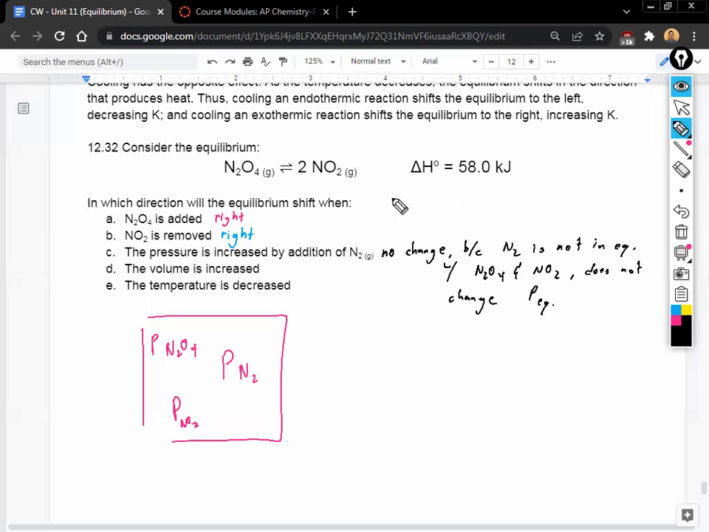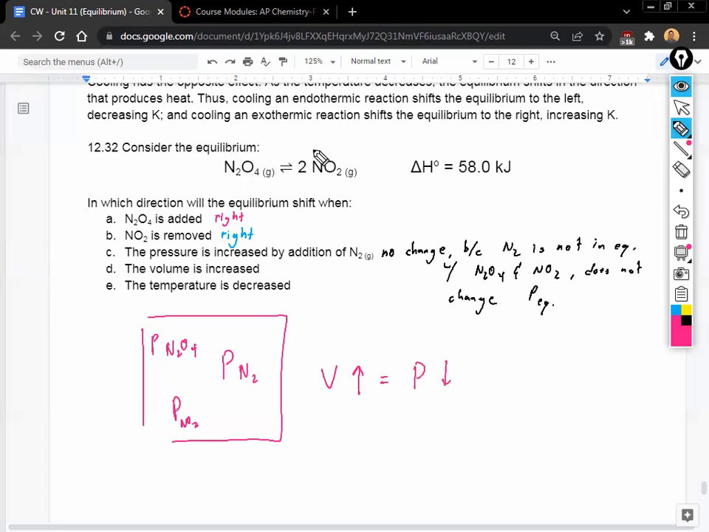All right, let's go to part D. If volume is increased, okay, which direction is it going to shift? To the left or to the right? Okay, show me with your fingers. Okay, yeah. So if volume is increased, let's think about this. If volume increases, what happens to the pressure? Pressure is going to decrease.